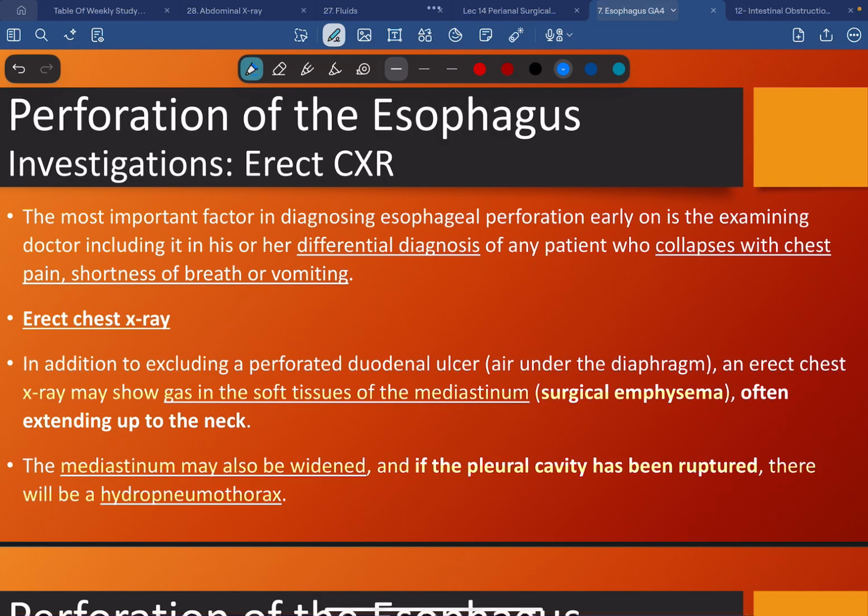Chest X-ray will diagnose this perforation by showing mediastinal emphysema. We will see a rim of air around the mediastinum. Mediastinal emphysema mostly indicates perforation of the esophagus.